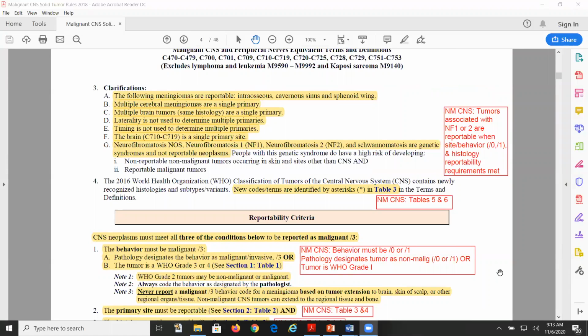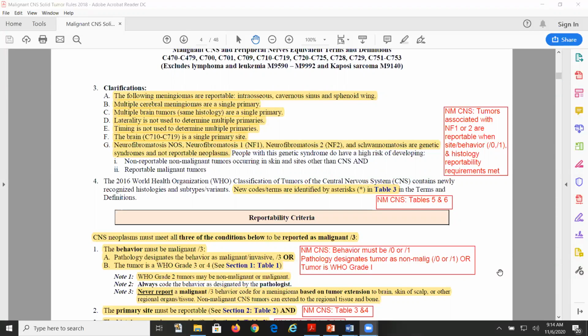Clarifications. The following meningiomas are reportable: intraosseous, cavernous sinus, and sphenoid wing. Multiple cerebral meningiomas are a single primary. Multiple brain tumors, and I want to reiterate C710 through C719, are a single primary. Laterality is not used to determine multiple primaries. Timing is not used to determine multiple primaries. The brain, C710 through C719, is a single primary site.